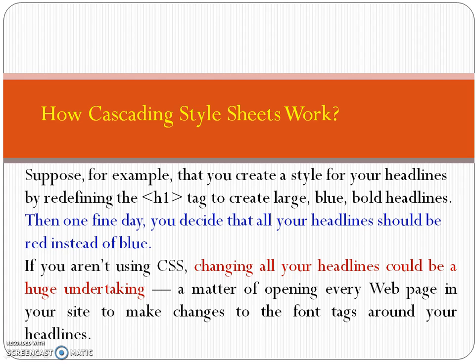Now, how does a cascading style sheet work, or how is it helping us? For example, say you are creating a style for your headlines by redefining the H1 tag to create large blue bold headlines. Then one fine day you decide that all your headlines should be red instead of blue. If you're not using CSS, you need to change all the headlines you have mentioned in your code, which is going to be a huge task. You have to open each and every page and make the changes to the font text around your headlines.